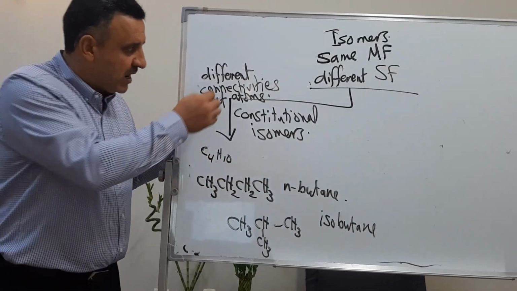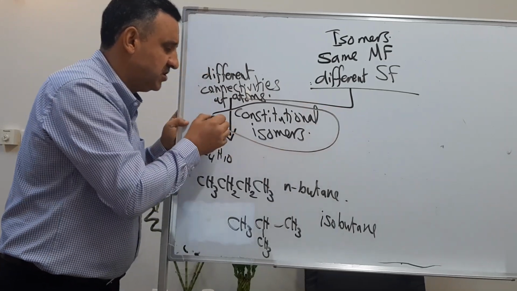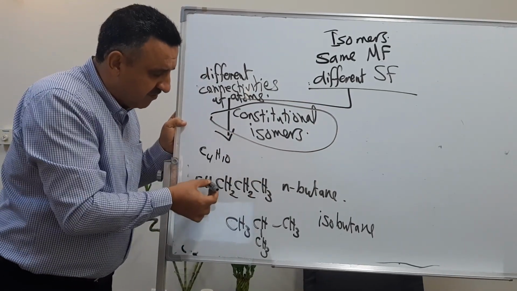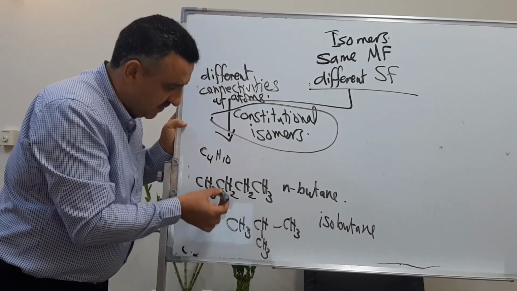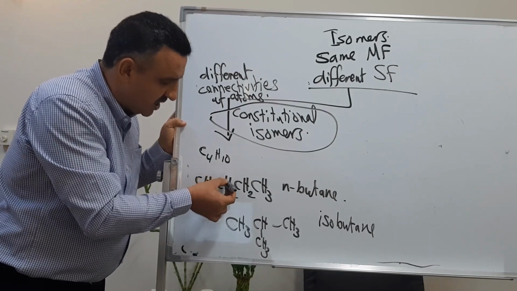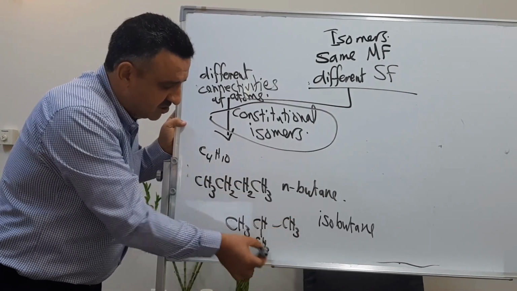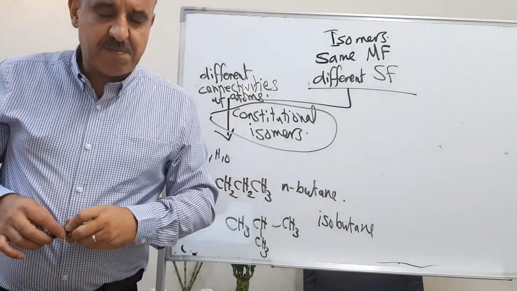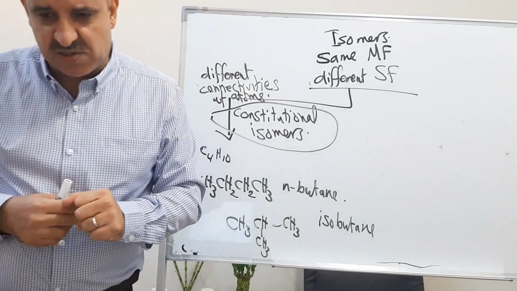Now, why do we categorize it under the constitutional category? Because, as you can see, the connectivity of the carbon skeleton here is different. Here we have carbon connected to carbon, carbon, carbon. But here we have a carbon connected to 3 carbons. That's why this type of isomers, we call constitutional isomers.